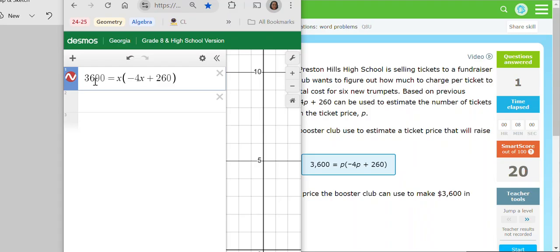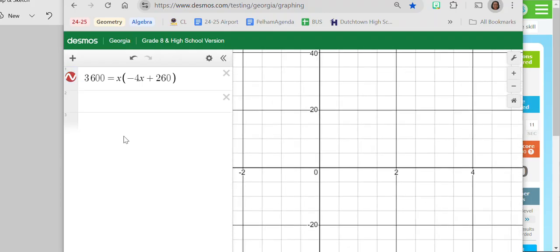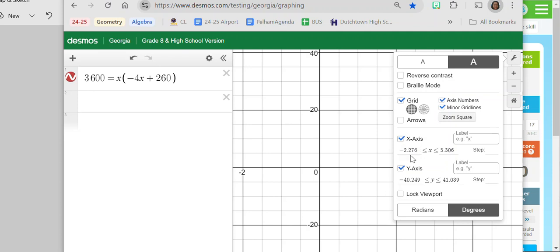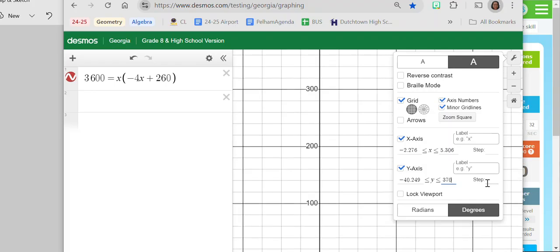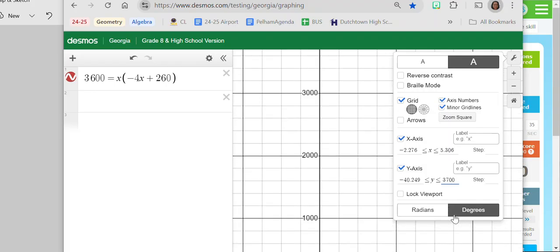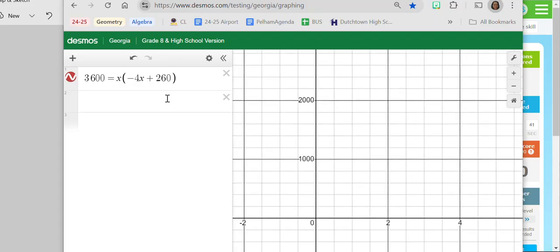We already know we want the output to be 3,600, okay? So once I plug that in, I'm able to graph it, but I cannot see it. So we need to zoom out because we're talking about 3,600. I need the y value to go as high as 3,600. This is the x-axis, this is the y-axis. Right now, it's at 41. So 3,000, oh Lord. Shall we go 700 then? Okay, I'm still not seeing it.